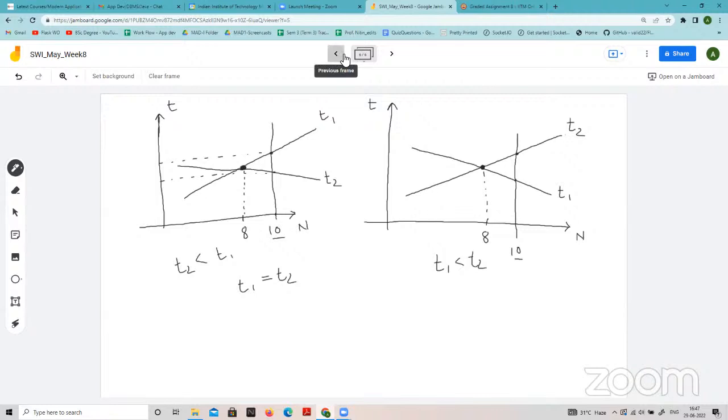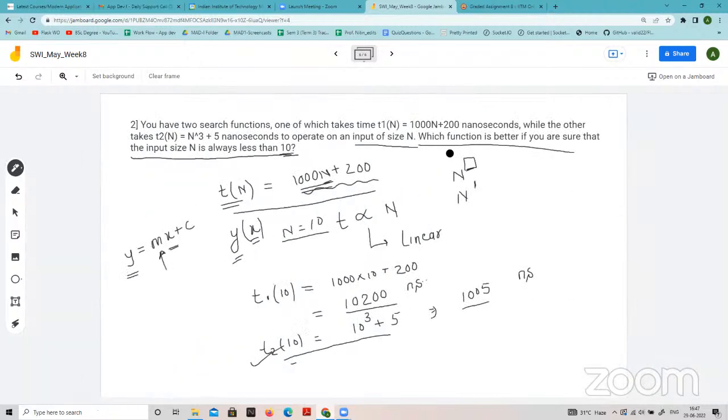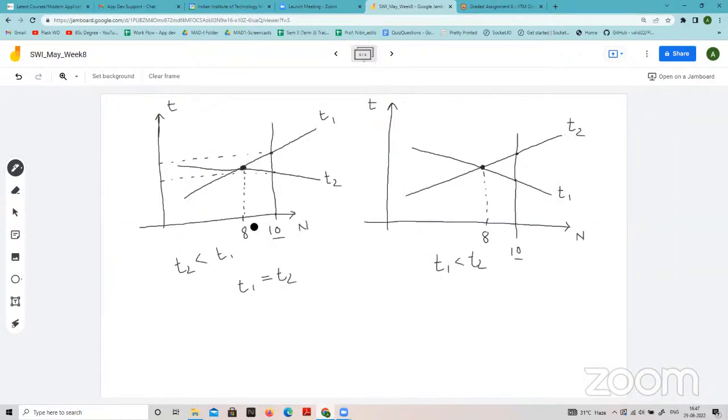Now, if I go back to the question and read this statement: which function is better if you are sure that the input size n is always less than 10? We are talking about input size n that is less than 10. We know the story of what is happening at 10. What is happening in less than 10, you cannot find out, right? By simply putting in 10, can you really comment on what is happening before 10? The same thing is happening in our case where n is 8. So from this we can infer that.